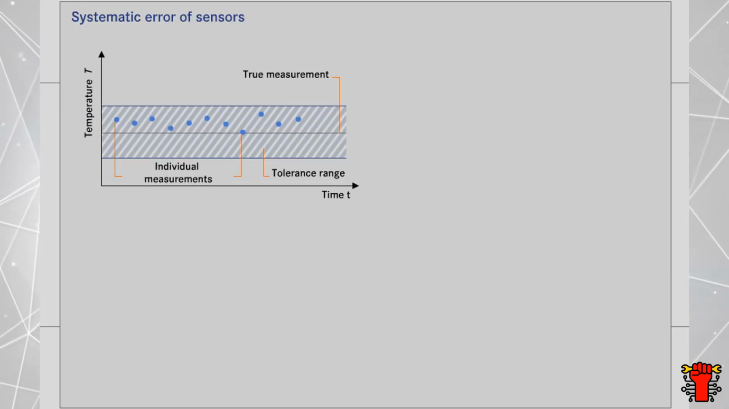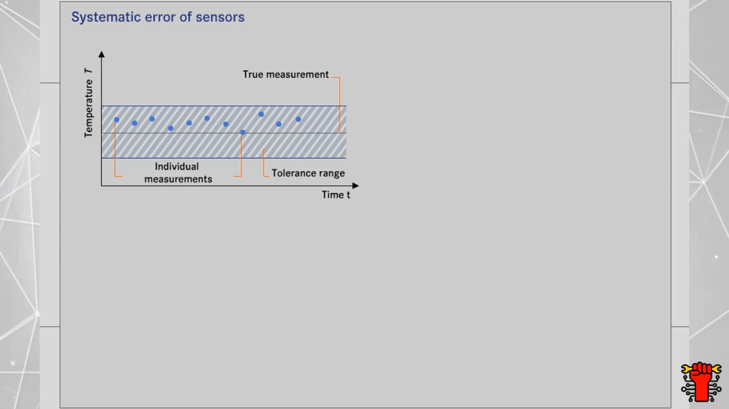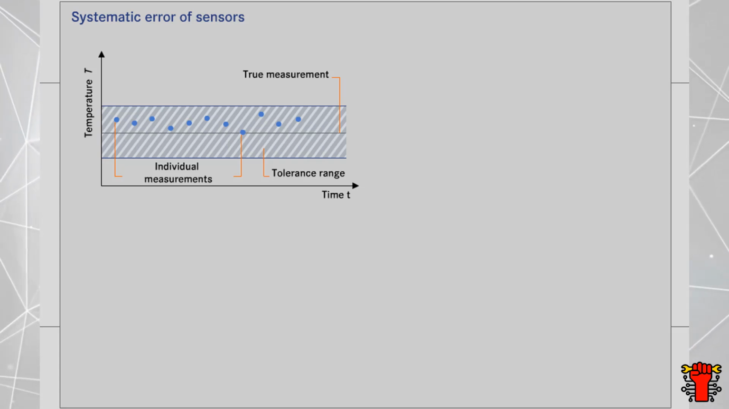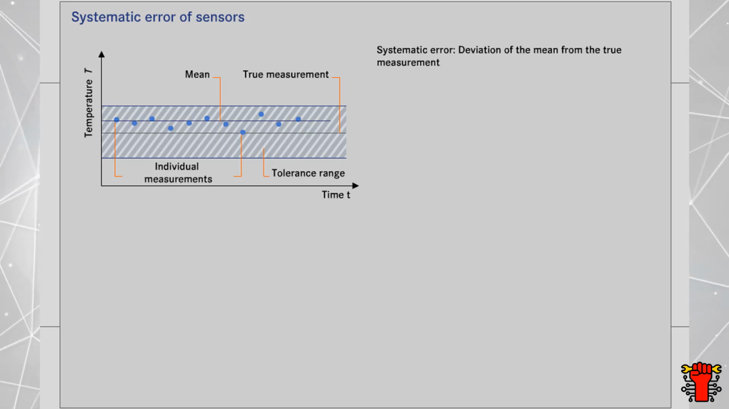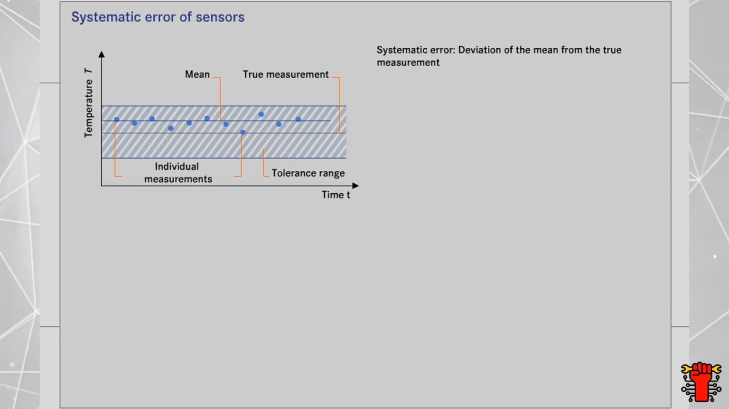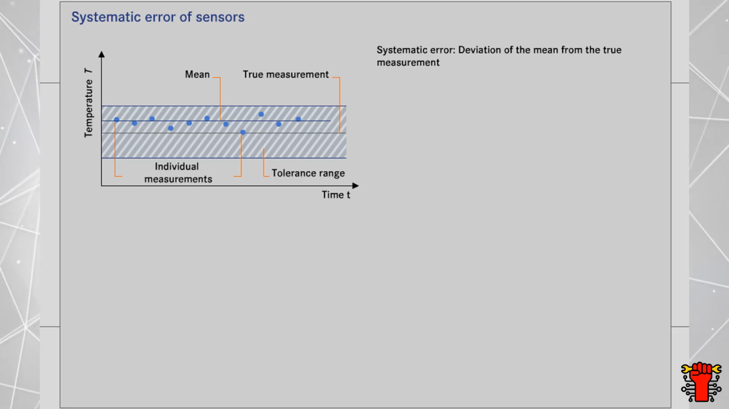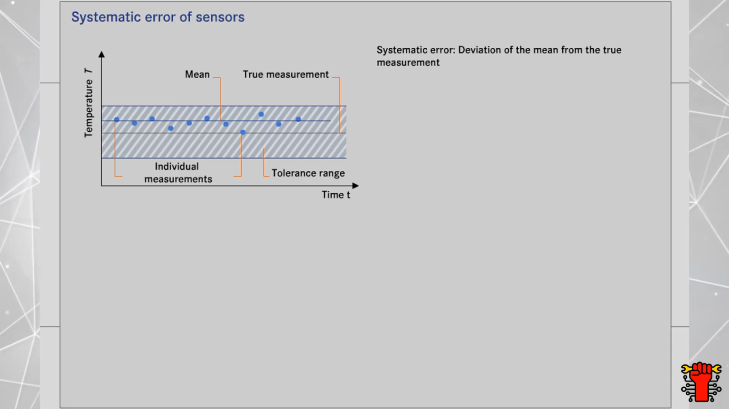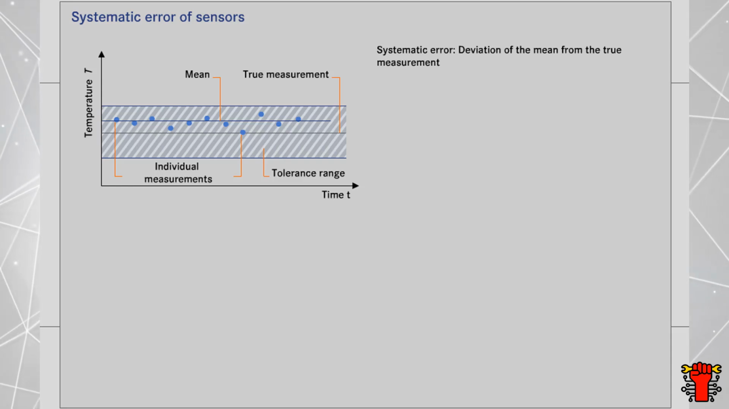It is also possible that the individual measurements will tend to deviate from the true measurement in one particular direction. This adds an additional systematic error. This indicates that the mean value of the measurements will deviate from the true measurement. The systematic deviation remains constant for each sensor, but differs from sensor to sensor.